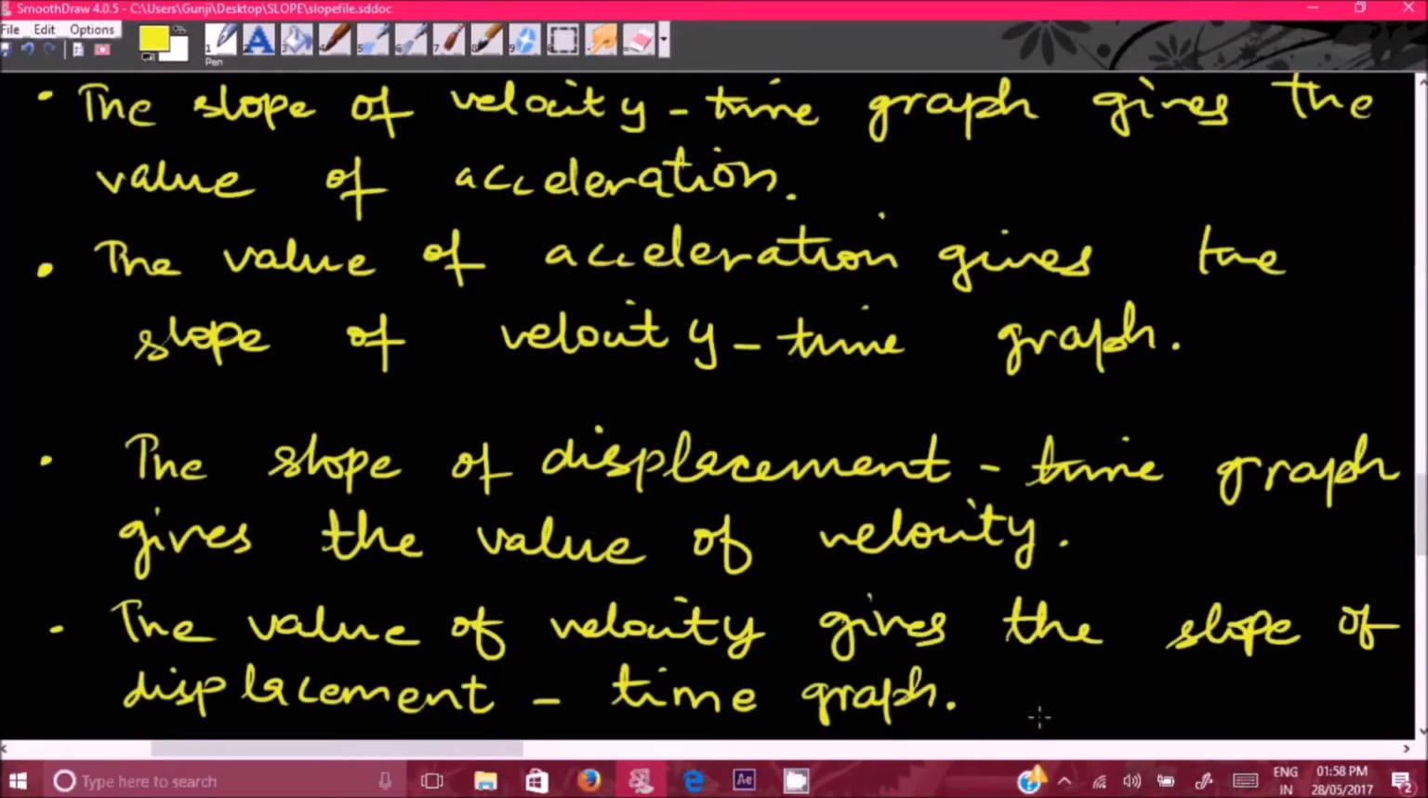Remember, the slope of velocity versus time graph gives the value of acceleration, or the value of acceleration gives the slope of velocity versus time graph. Similarly, the slope of displacement versus time graph gives the value of velocity, or the value of velocity gives the slope of displacement versus time graph. Let's see this through an example.